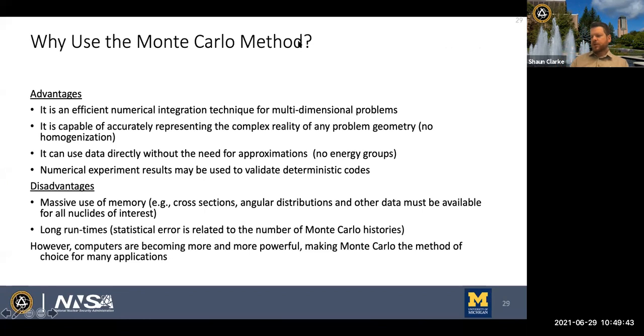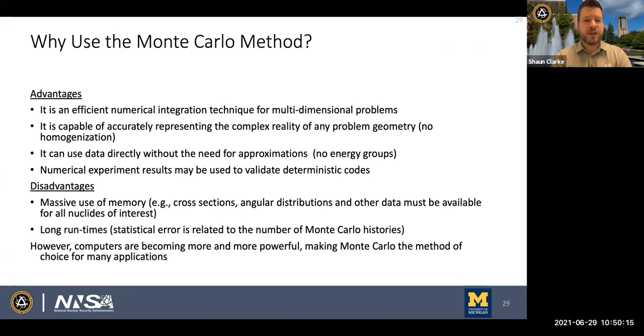So the last thing I want to touch on here in the last minutes is why use the Monte Carlo method? Why does it apply? What are some advantages, some disadvantages? So the advantages are it's essentially a numerical analog to a physical experiment. Whatever complexity exists in your physical experiment, as long as you have probability distributions for those behaviors, you can model them directly in the Monte Carlo calculation.